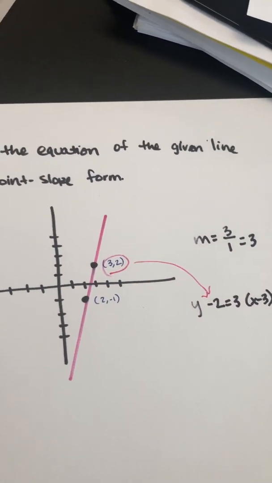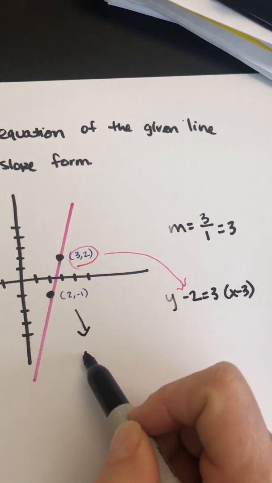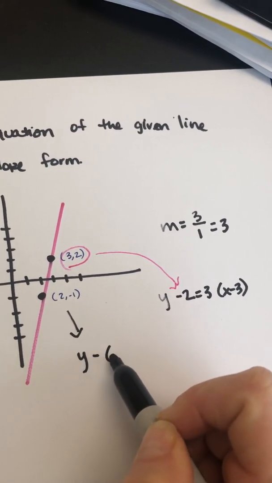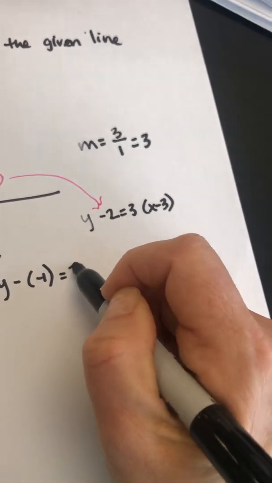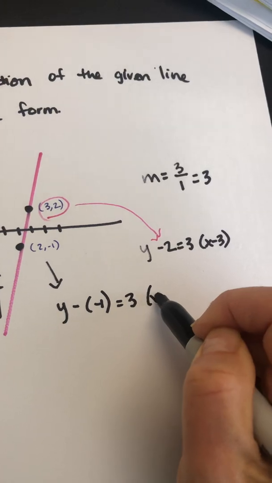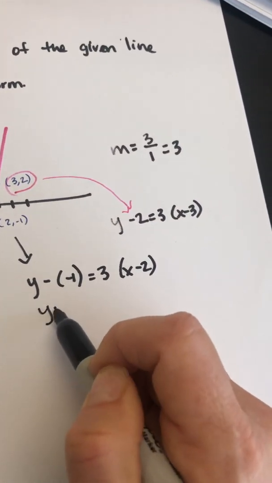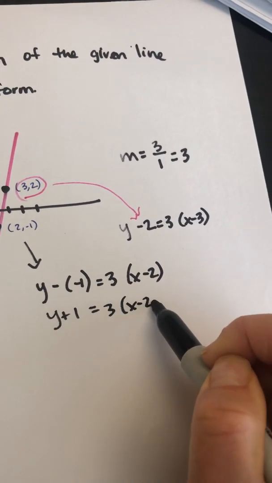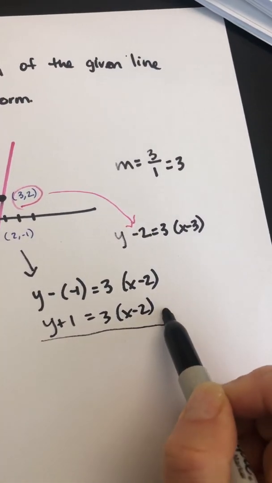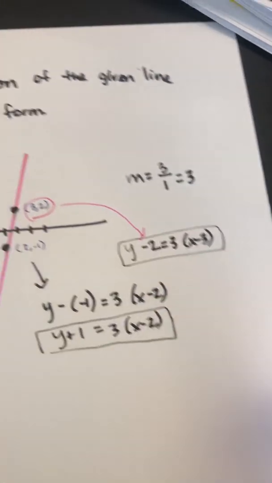Now, if you used this other point, your equation would be y minus -1 equals your slope, but your slope is still 3, times x minus the x value of that coordinate, which again, you would simplify that to be y plus 1 equals 3 times x minus 2. Either of these equations are perfectly acceptable, and they're both correct.